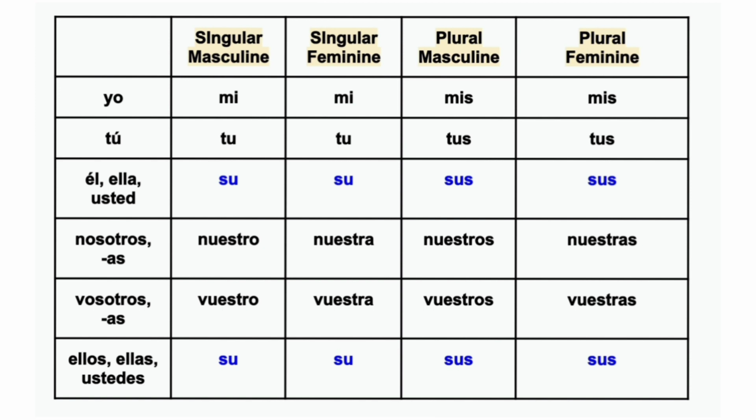Now, let's take a look at nosotros and vosotros. If the word is masculine and singular, we are going to use nuestro. If the word is feminine and singular, we are going to use nuestra. And if it's plural and masculine, nuestros. If it is plural feminine, nuestras. The same with vosotros: vuestro, vuestra, vuestros, vuestras. Yeah, I know it's a little bit confusing, but it works in the same way in English. So let's see some examples.